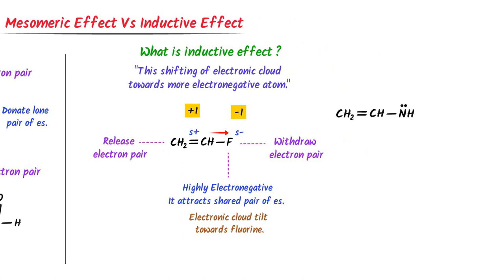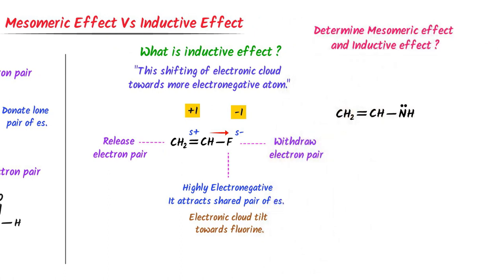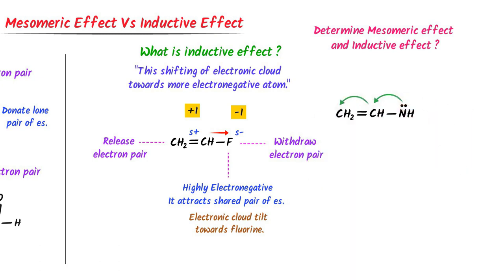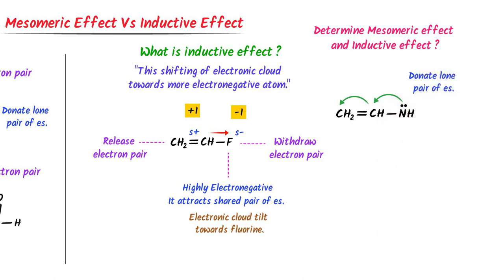Now consider this organic compound. How can you determine mesomeric effect and inductive effect in this organic compound? Well, we know that there is a possibility that this lone pair of this functional group can be donated in this conjugated system through resonance. This functional group donates a pair of electrons. We call it positive M effect. Hence, this is mesomeric effect in this organic compound.